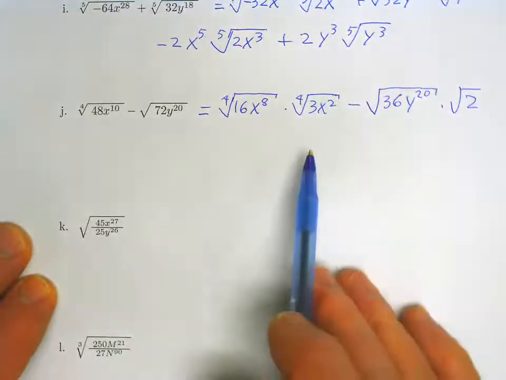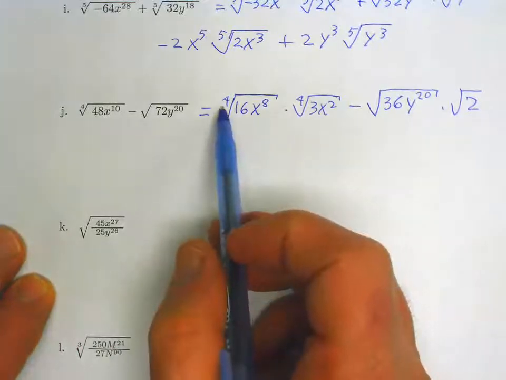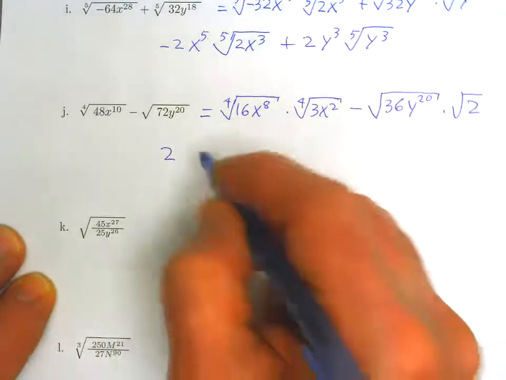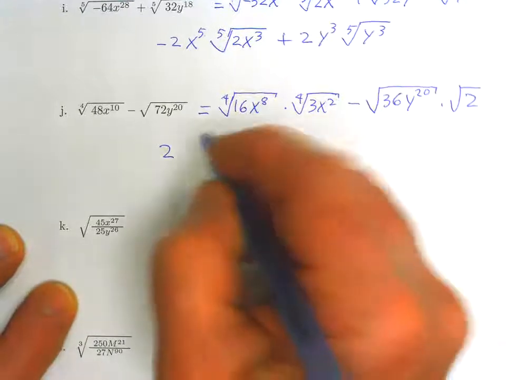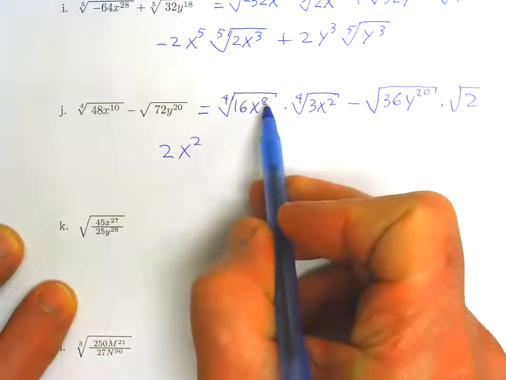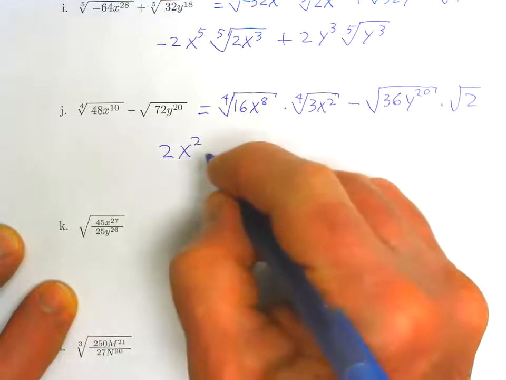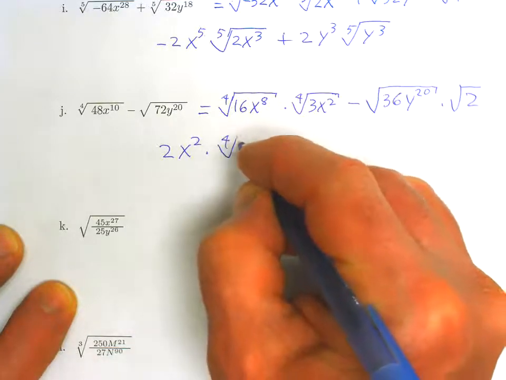And then in the next step, we can write the simplified answer. The fourth root of 16 is 2. The fourth root of x to the 8th is x to the 2nd. 8 divided by 4 is 2. And then times the fourth root of 3x to the 2nd.